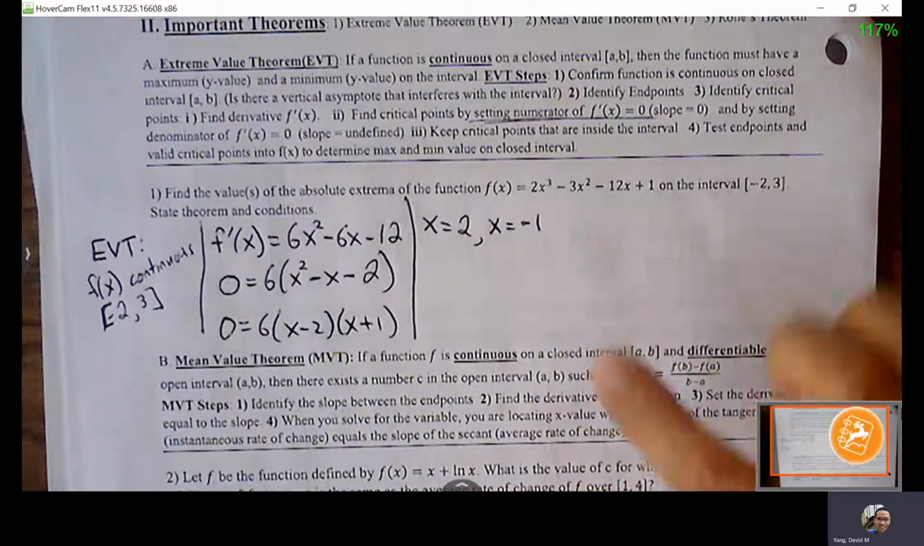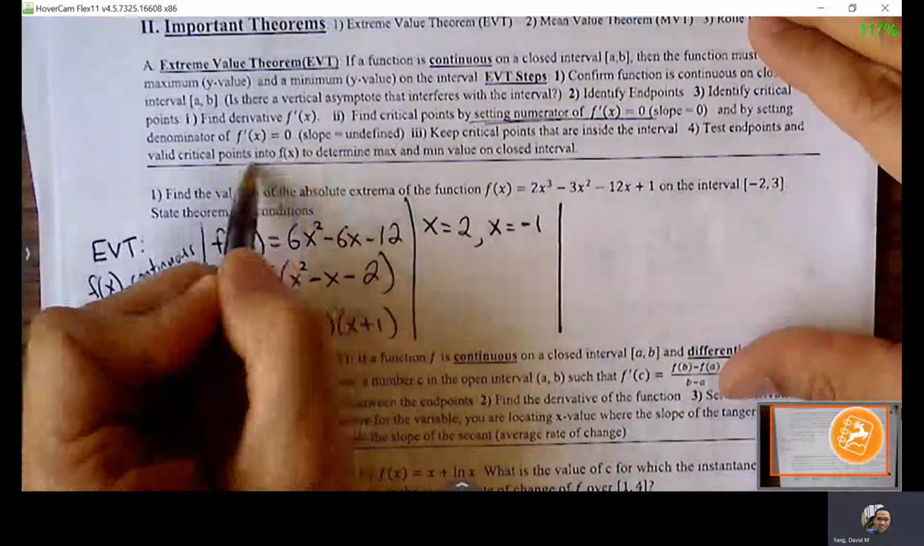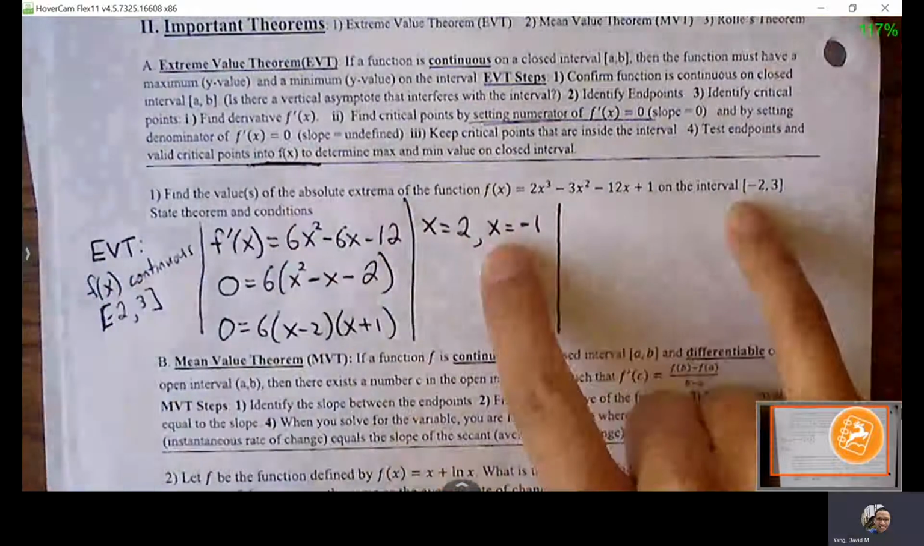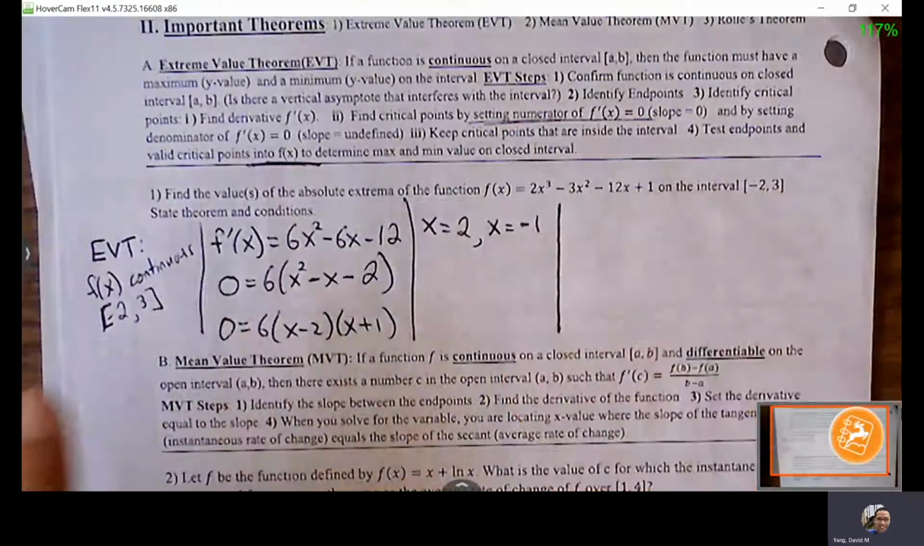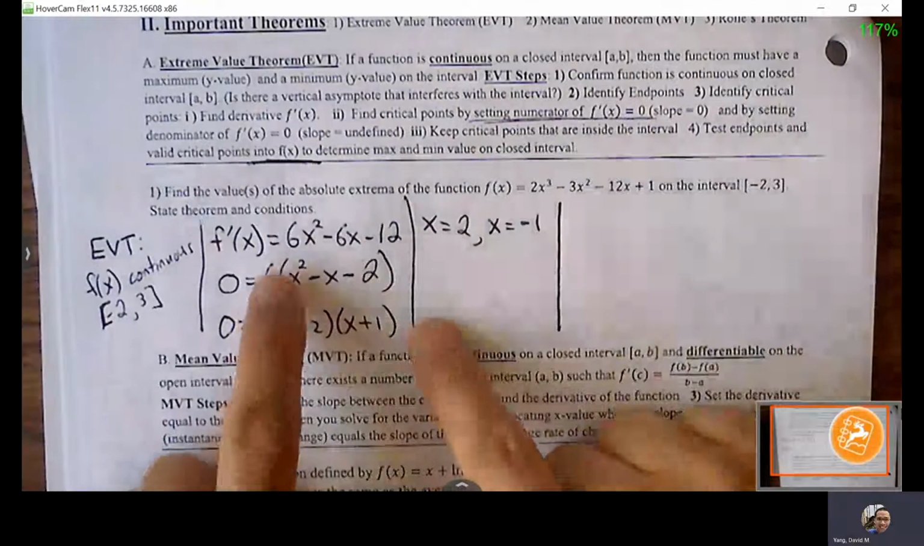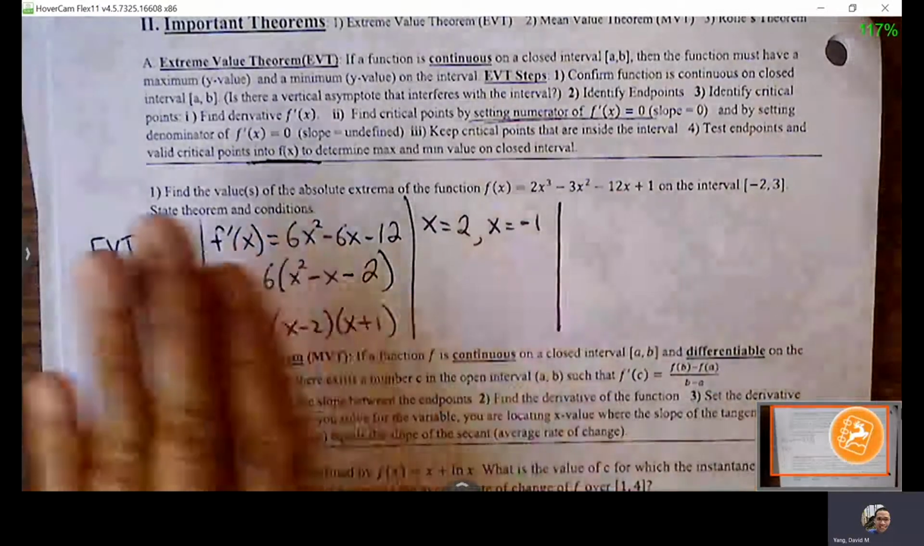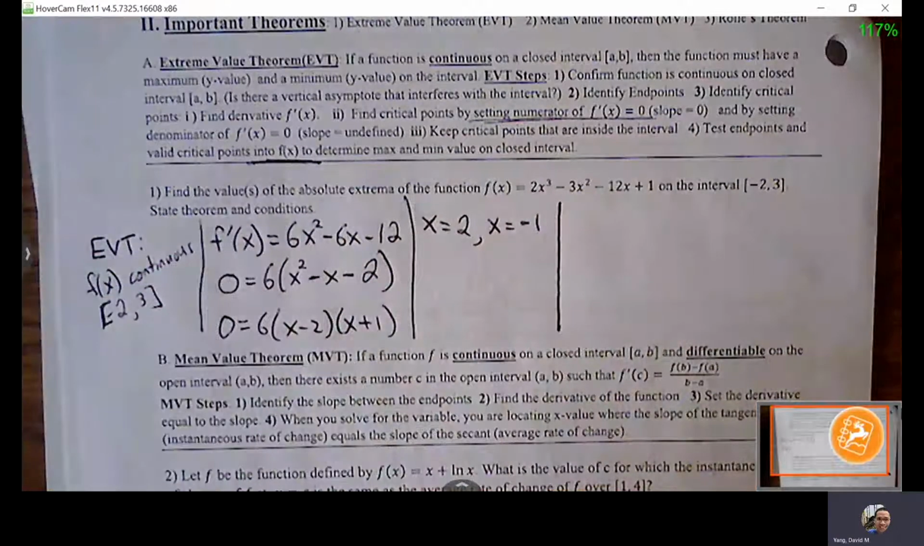But in this case, we have 4 to test, and they all go back into the original function. Make sure that you don't insert them into the derivative. If you do that, it'll tell you the slope, but it's not going to tell you the max and min. The derivative is only good for finding critical points.